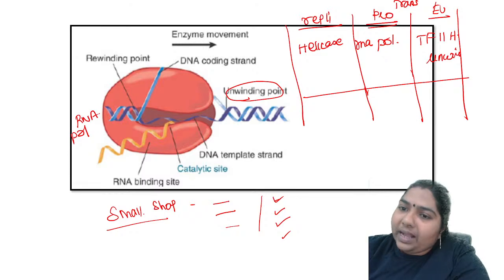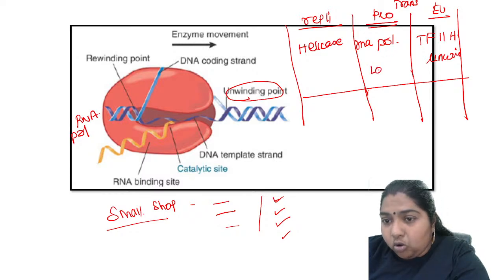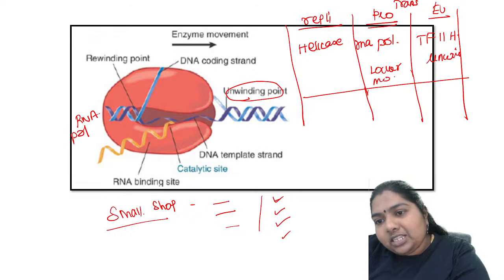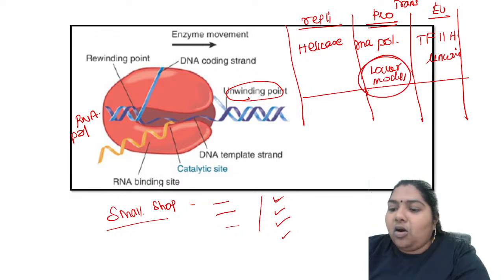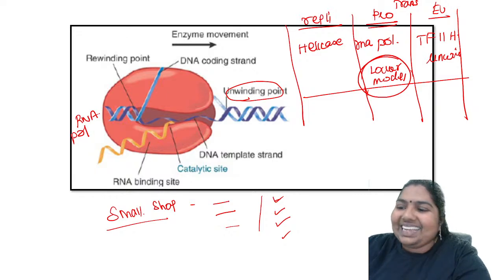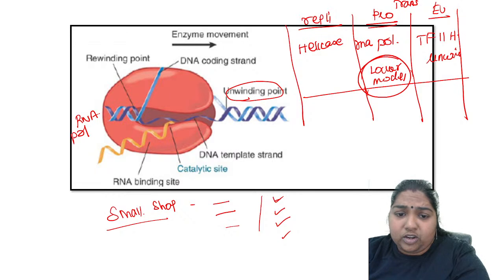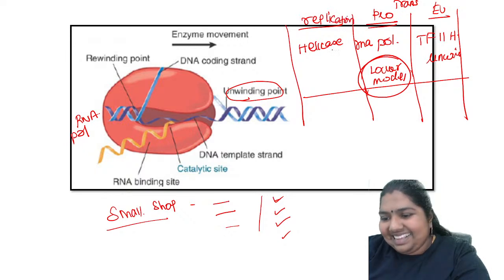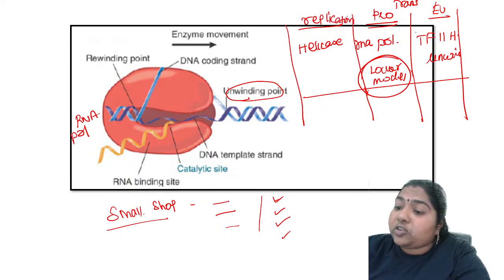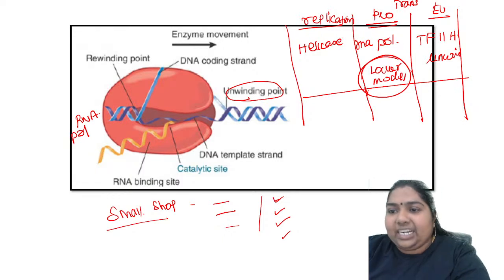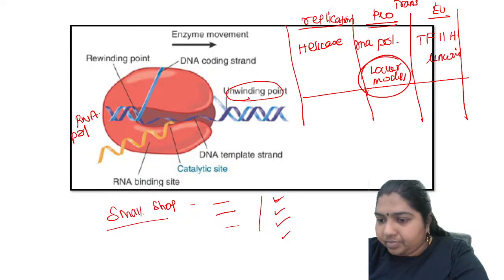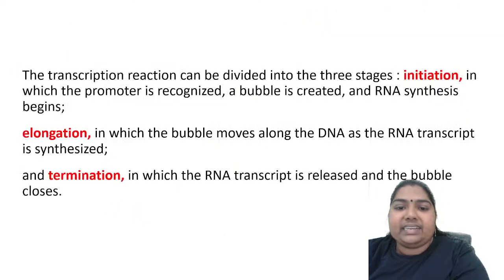In case of prokaryote, since it is going to be a lower model, all the duties will be performed by the RNA polymerase. No separate helicase, no separate enzyme for binding and all, everything the same fellow is doing. But in case of replication, you have a separate helicase, right? Likewise in eukaryote also you have a separate transcription factor like TFIIH, which will be carrying out all this unwinding activity. Clear? Right? Great. Fine.